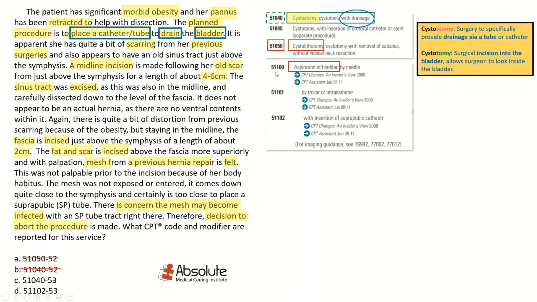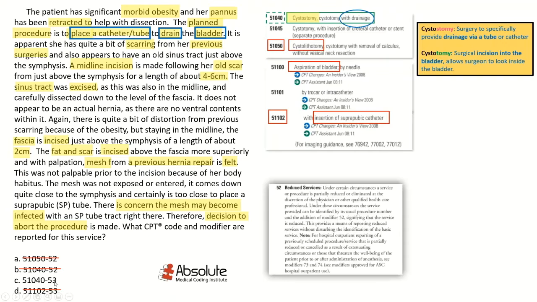We have the parent code of 51100, aspiration of the bladder. That didn't happen. Because the common code language of this parent is incorrect, you already know that once you locate the code that falls under it, it's going to be wrong as well, regardless of what it's saying, because this common language is incorrect. We did not have aspiration of the bladder with insertion of this suprapubic catheter. That automatically leaves you with 51040, just that quickly.